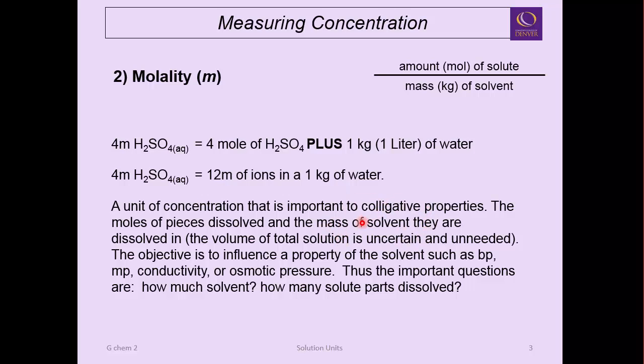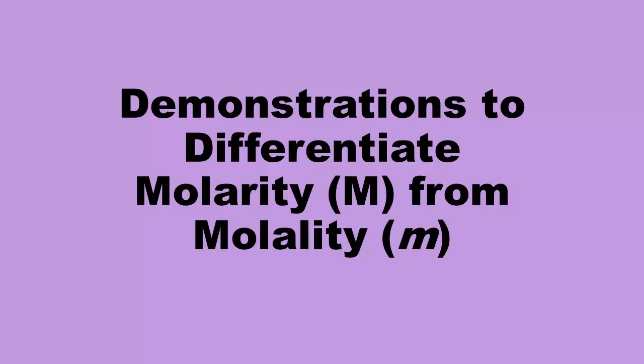So I need to know how much solvent is there. And then I need to also know how much is dissolved, and that's what this really tells you. These are commonly used in engineering applications where you're basically trying to raise the boiling point of a solvent, or maybe trying to lower the vapor pressure of the solvent, or you're trying to change the osmotic pressure of the solvent. Now I'm going to show you a couple demonstrations to help you differentiate molarity from molality.